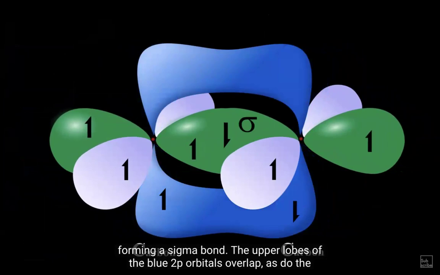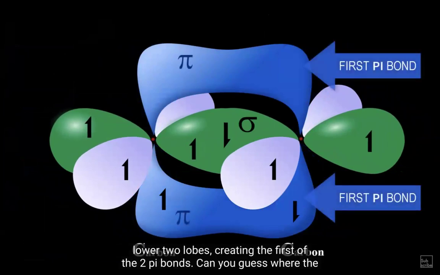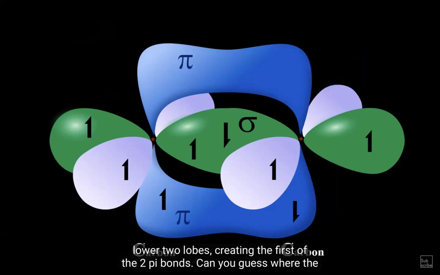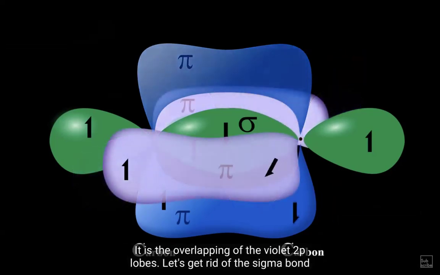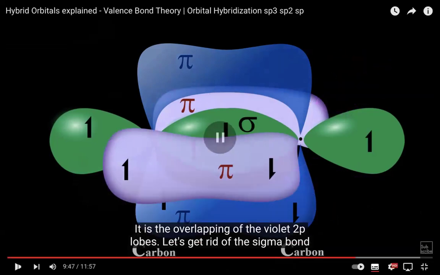The upper lobes of the blue 2p orbitals overlap, as do the lower two lobes, creating the first of the two pi bonds. Can you guess where the second of the two pi bonds comes from? Yes, that's right. It is the overlapping of the violet 2p lobes. One p orbital is below and above, so they overlap from the top and the bottom of the sigma bond. And the other p orbital is in front and back, so they overlap from the front and back to make the other pi bond.